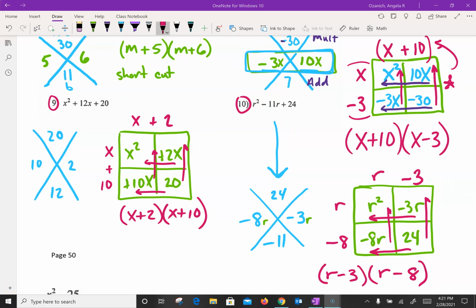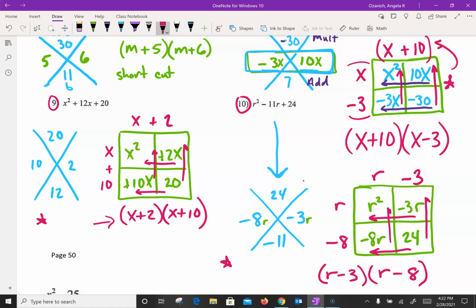Okay, that was pretty magic. If you just kept the video rolling, all of those answers in that work just appeared. Couple things to note. This one just had everything positive on number 9. So my final answer was x plus 2 times the quantity x plus 10. And on this problem over here, sometimes things get a little tricky when we start working with negatives.